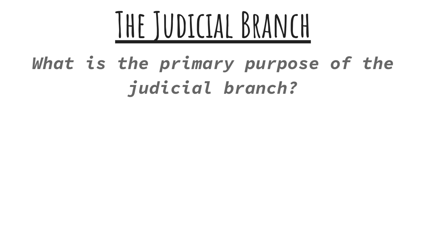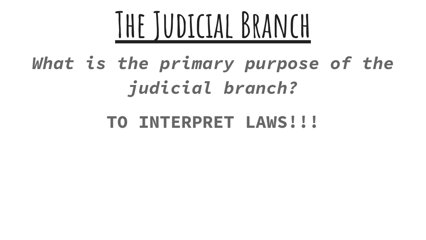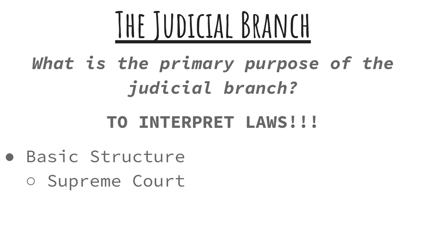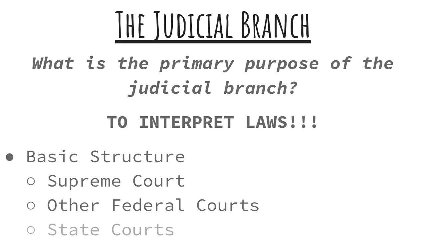First, what is the primary purpose of the judicial branch? For the legislative, it was making laws. Executive branch, it was carrying out laws. And the judicial branch's primary purpose is to interpret those laws, which in other words means determine whether or not they're constitutional. The basic structure of the judicial branch starts at the top with the Supreme Court, the highest court in the land. There are other federal courts, and we'll break down what that court system looks like later in this video. And then states will follow a similar structure where each state has their own Supreme Court with other state courts beneath that as well.